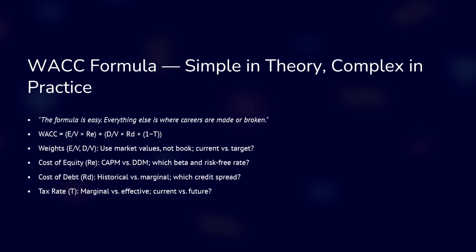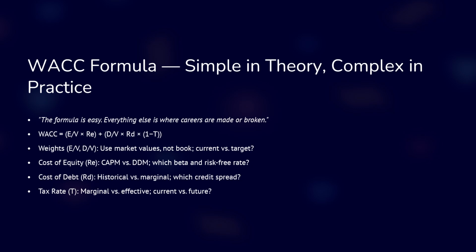Now, in the cost of equity, this is usually the hardest component. CAPM is the standard, but which risk-free rate? The 10-year Treasury was 5.5% in late 2023. Then it fell to 3.8% mid-2024. Then it rose back up above 4.5%. That 170 basis point swing directly impacts every cost of capital calculation.